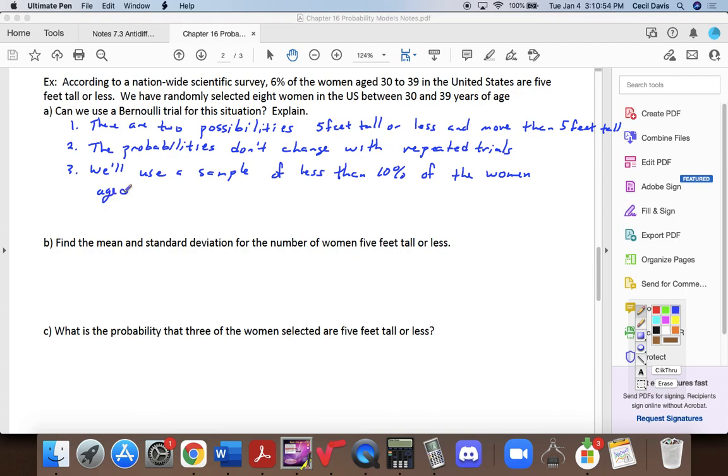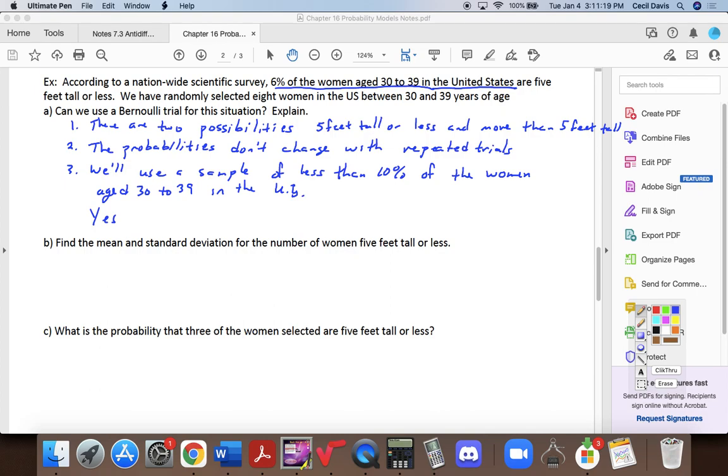And I just use a lot of parroting when you're writing this. It says 6% of the women aged 30 to 39 in the U.S. I just write that all down. So yes.